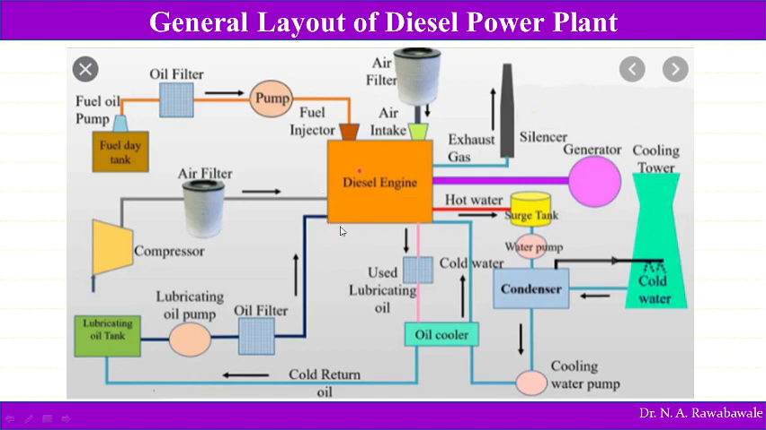So the main component of this diesel power plant is the diesel engine, which is connected to the generator, which converts this mechanical energy into electrical energy, and that is transmitted for various applications, or it is supplied to the grid. So this is what a diesel power plant is, and how it works.